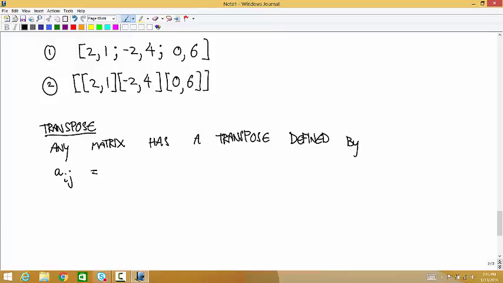let's see, how do I want to do this? No, erase that. Defined by putting the ji element where the ij element used to be.